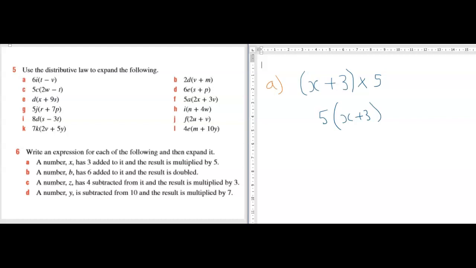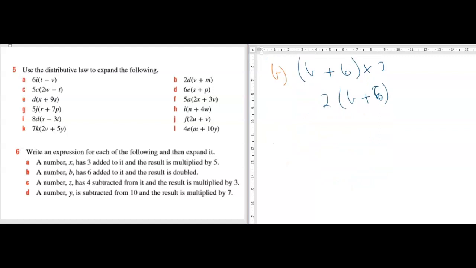All right, so question B. A number B has 6 added to it, and the result is doubled. Remember, when something is doubled, it's multiplied by 2. But again, we put that number out the front of the bracket. My 6 is looking like a B. We don't have shoes times 2, we have 2 shoes. So remember the number goes first. All right, question C, quite similar.